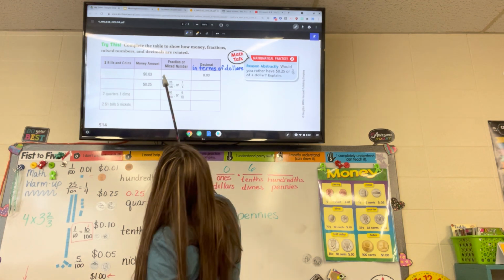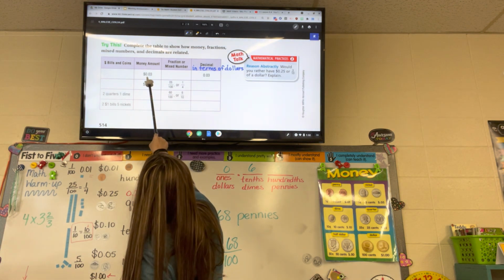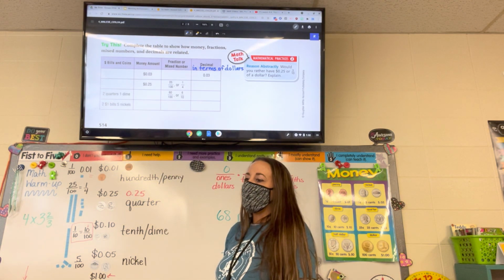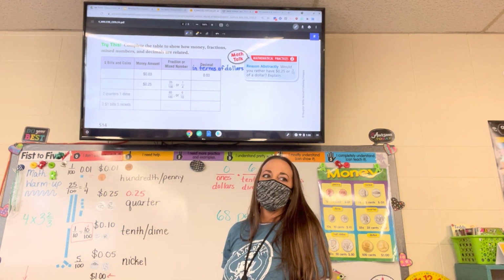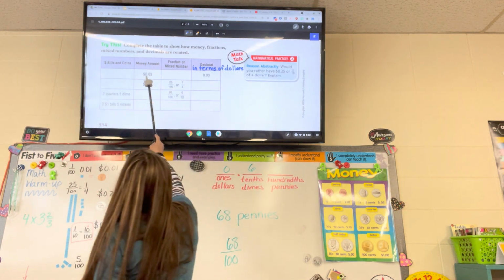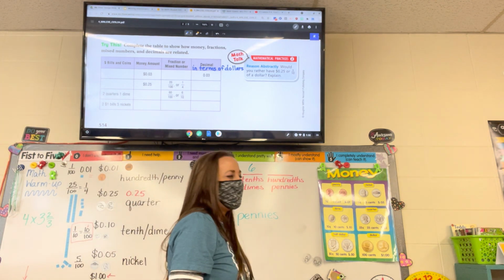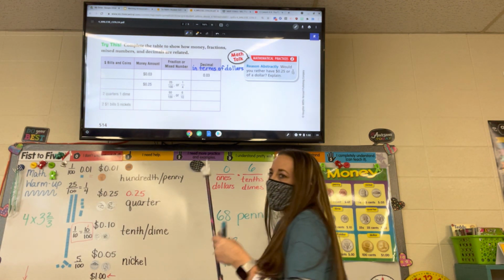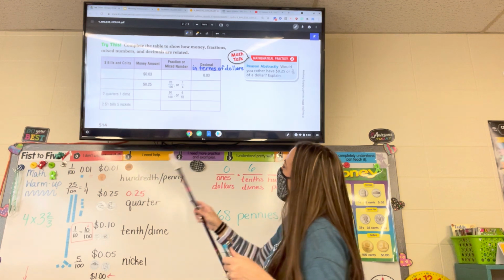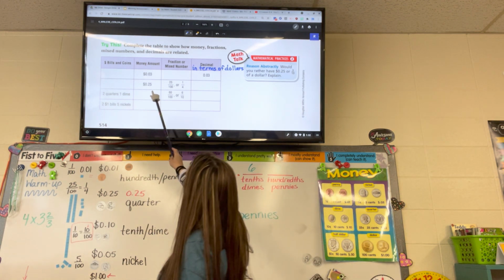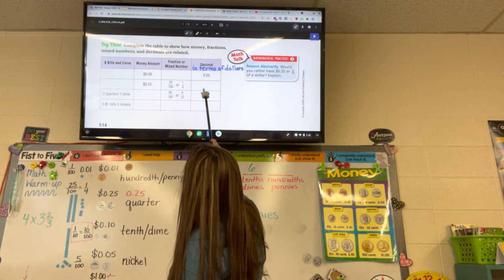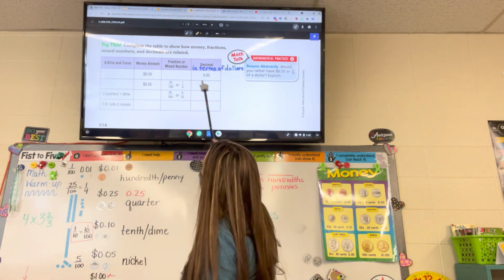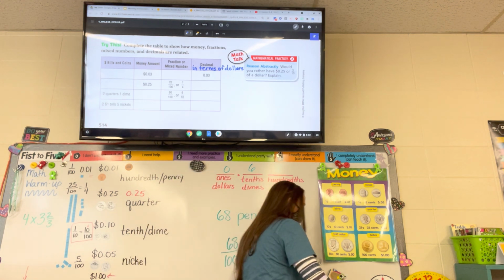So, what is the difference between this money amount and this decimal in terms of dollars? What's the only difference, Shelby? There's a dollar sign. Okay, and so that is how it's going to be on all of these. So what is going to go in this box right here? 0.25.